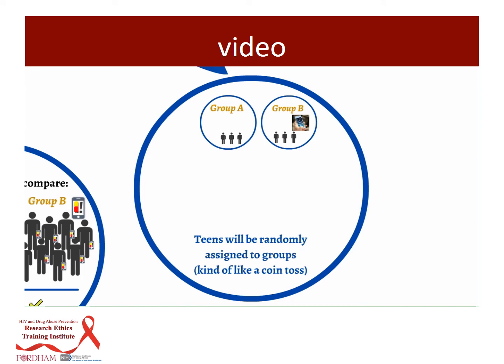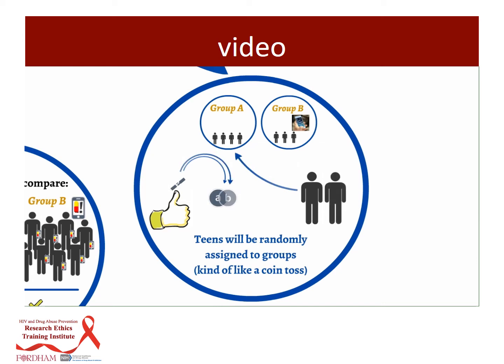So being assigned to one of these groups is kind of like a coin toss. Everybody has the same 50-50 chance of being in each group. To make sure the study is fair, the teens and researchers don't choose who gets to be in which group.